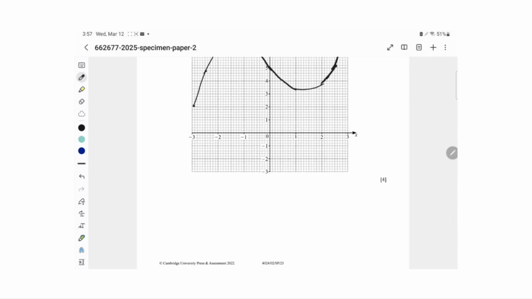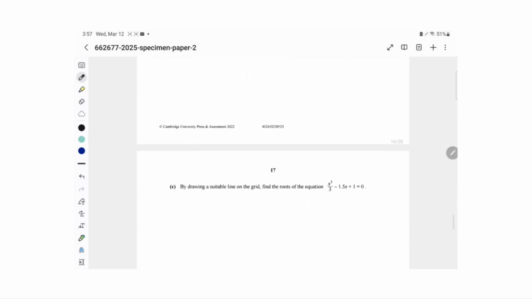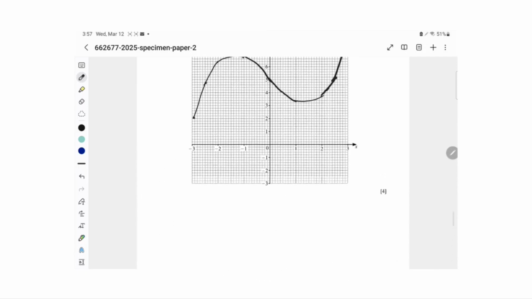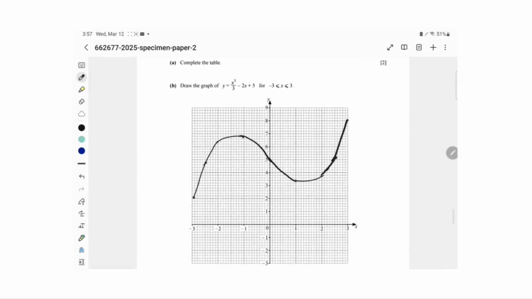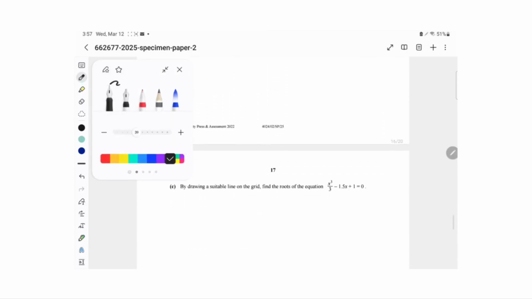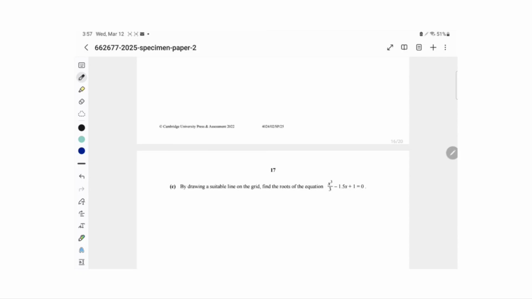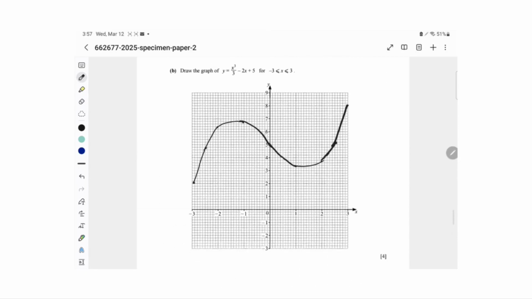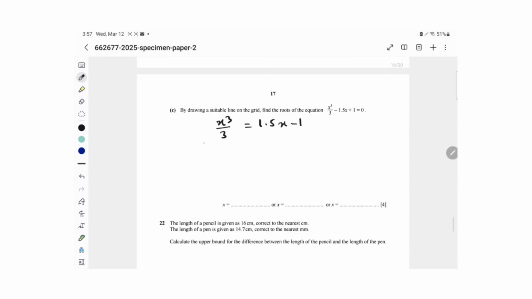Okay. By drawing a suitable line, find the roots of the equation. Alright. So your line is x cubed upon 3 minus 2x plus 5. We'll have to make the same line. Why? Because we have to make a suitable straight line here. So this is x cubed upon 3 equals 1.5x minus 1. What do we want? x cubed upon 3 minus 2x plus 5. Add minus 2x plus 5 to both the sides, x cubed upon 3 minus 2x plus 5, to make it y. Always we do that.